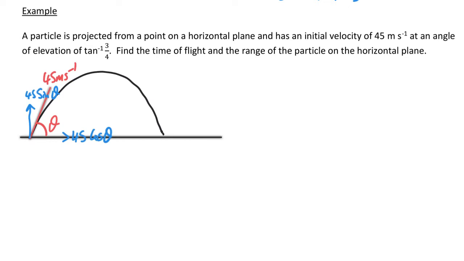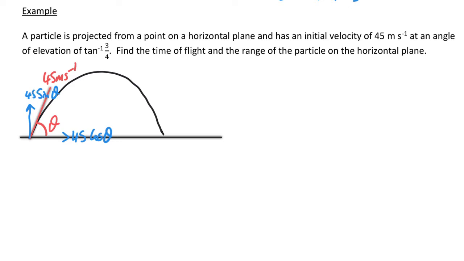So I've drawn a diagram here. The black is the projection. We've got 45 meters per second, an angle of theta. Now we'll work out that in a minute or two. The horizontal component then is 45 cos theta, and the vertical is 45 sine theta.